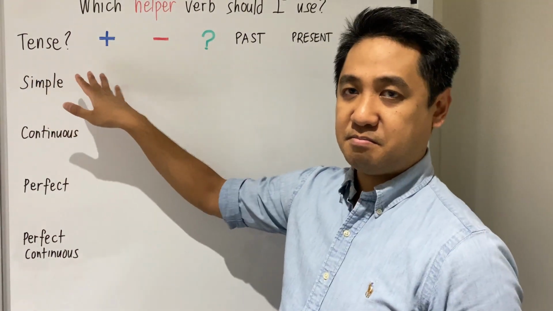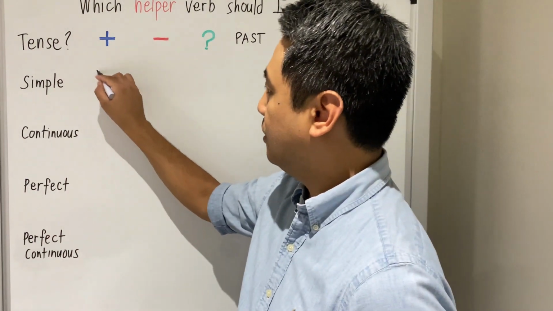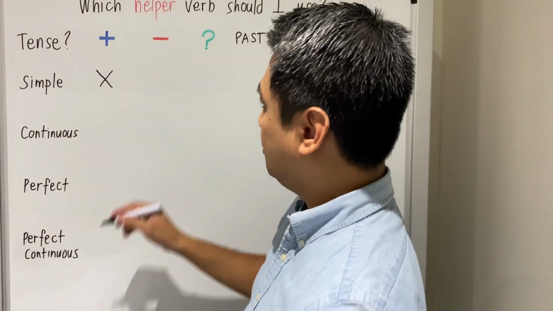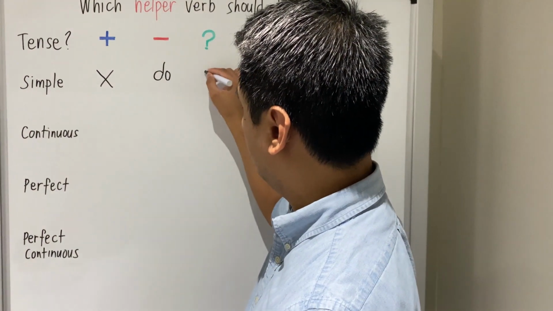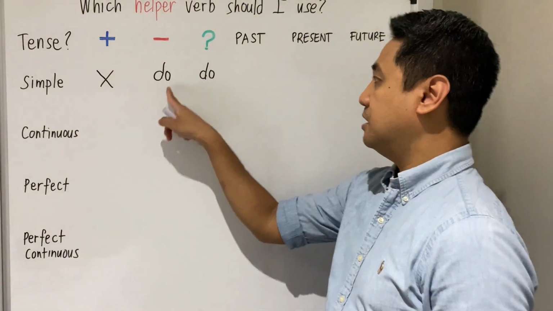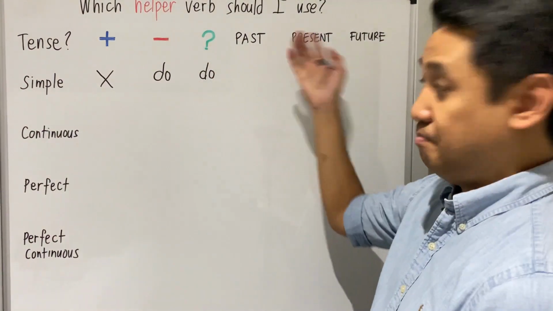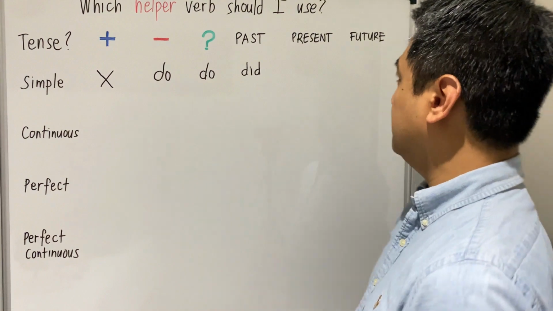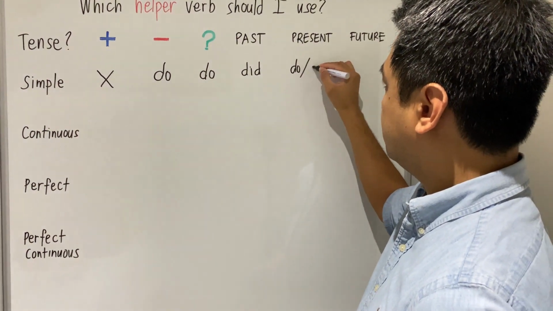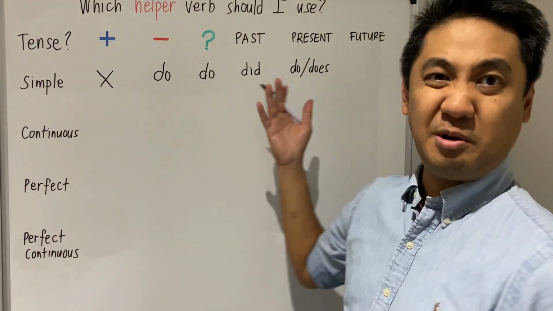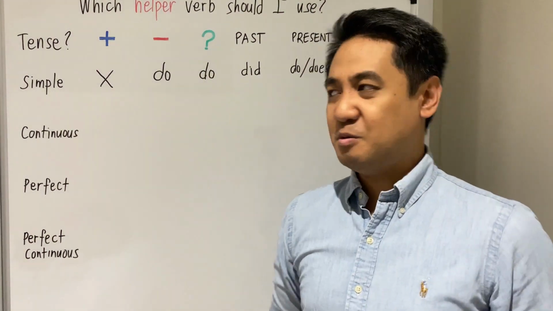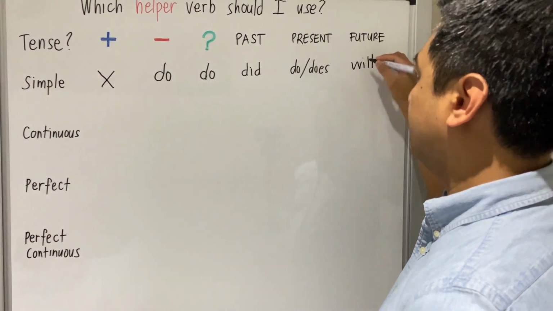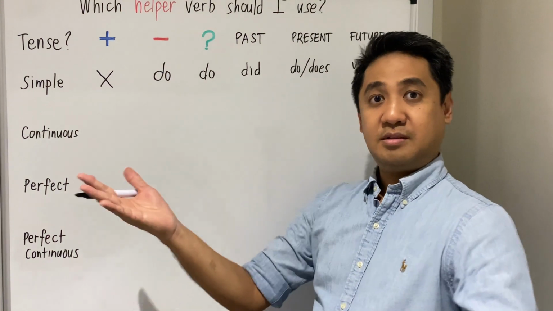Any simple tense. If it's positive, no auxiliary verb. If it's negative or question, then you use do. Now, of course, this depends on the time. So if it's past simple, it's did. If it's present simple, do or does. Singular, plural, right? Now, what about the future? Well, if it's any kind of simple tense, you just use will. Yeah.